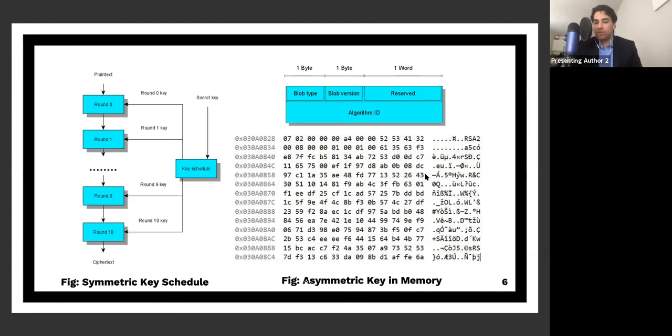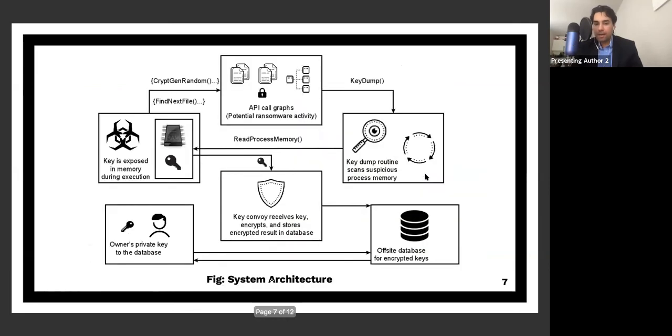So we can look for signs of that. So that's roughly the idea of discovering keys in memory. Now, how do we put this together with our solution? In this diagram, you see the overall architecture of our proposed solution.